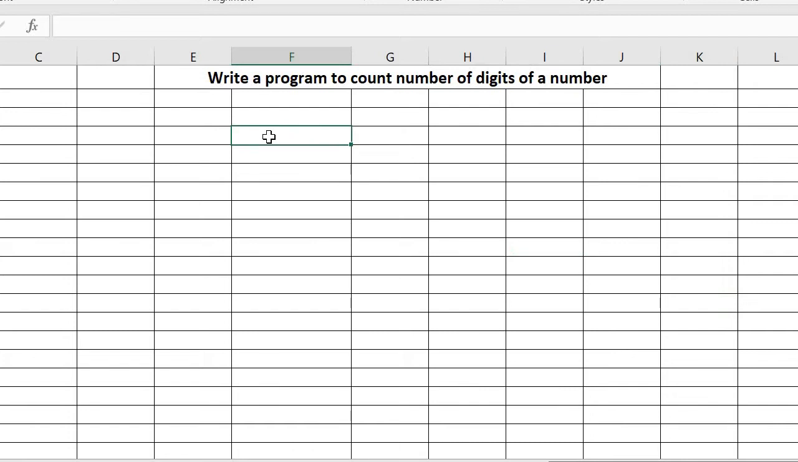For example, if I have the number 1, 2, 3, 4, the number of digits present in this number is 4. Similarly, if I have the number 1, 2, 3, the number of digits is 3. If the number is 12, the number of digits is 2. If the number is 1, the number of digits is 1. Now, how are we going to calculate it?